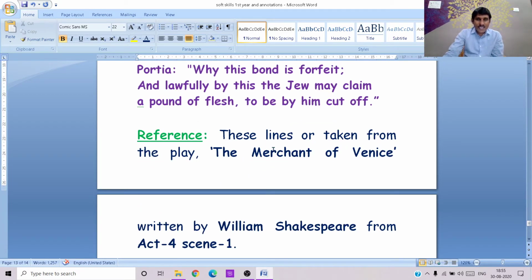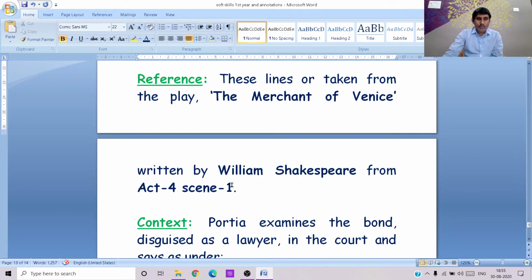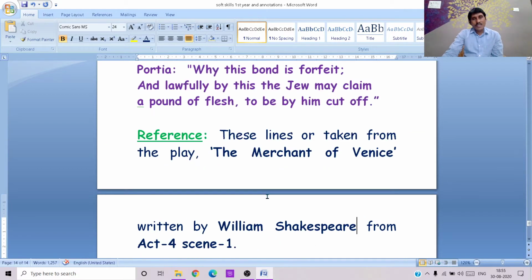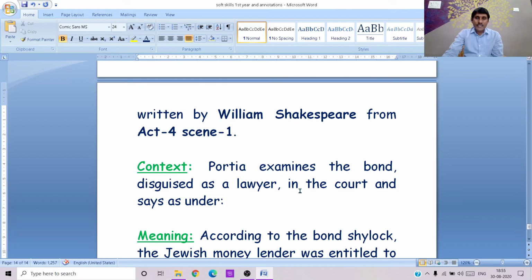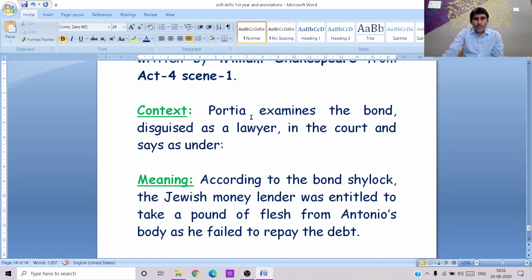Reference: these lines are taken from the play The Merchant of Venice, written by William Shakespeare. If you can remember, you can also write that it is taken from Act 4, Scene 1. So this expression is taken from The Merchant of Venice. What is the context? Portia is speaking. In what context or situation is she speaking? Portia examines the bond disguised as a lawyer.